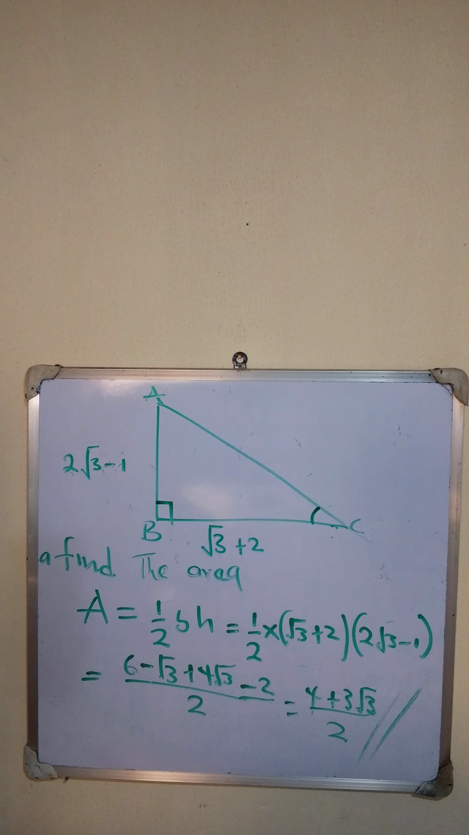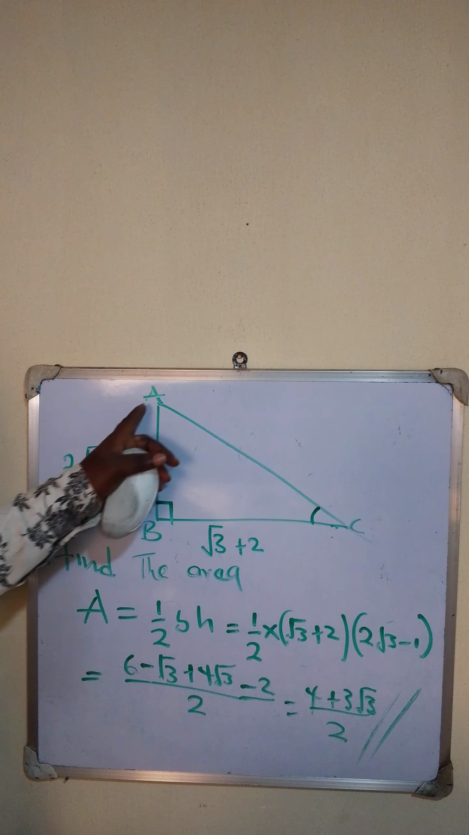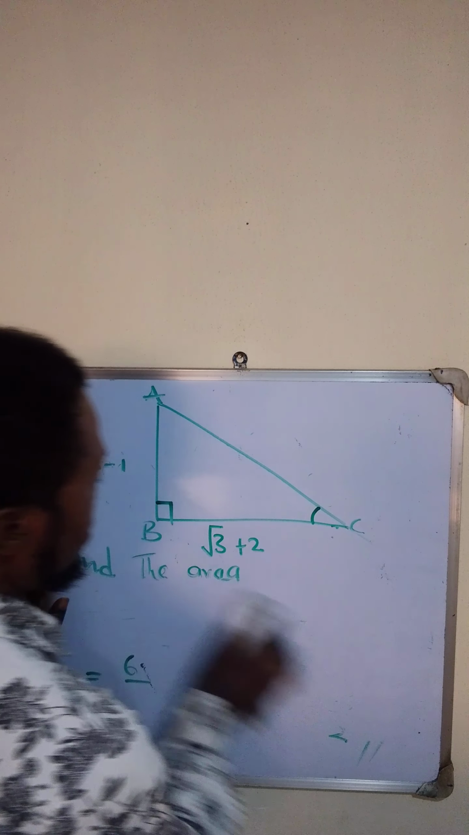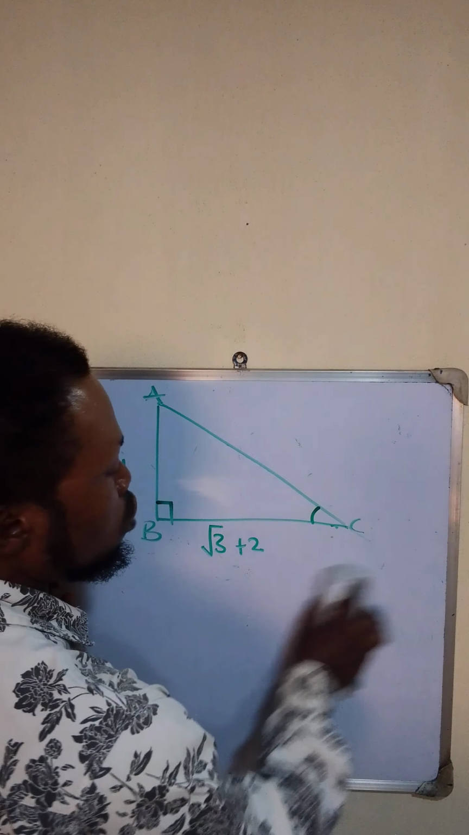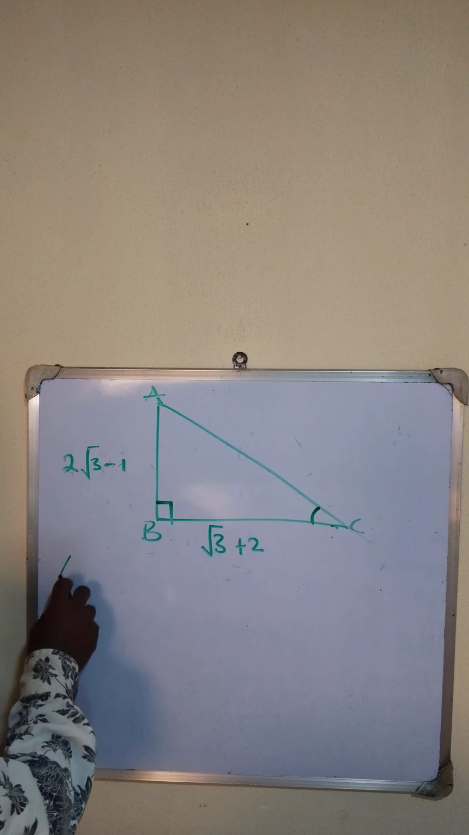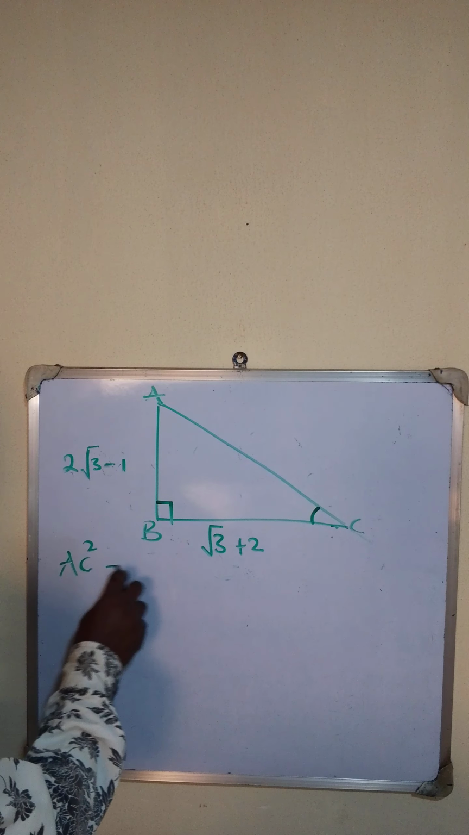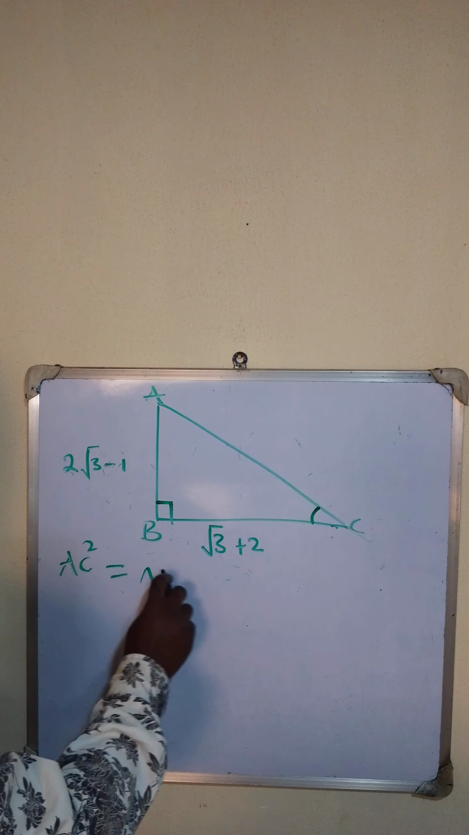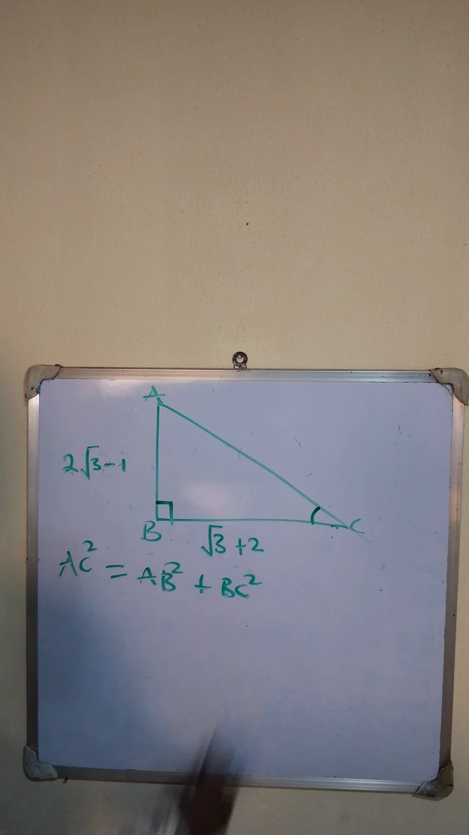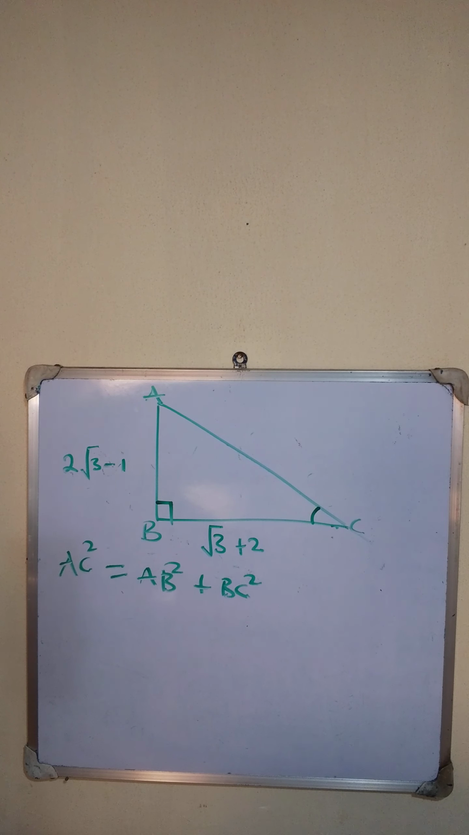So the second target now, that is question B, we want to find the AC. Since the shape is a right angle triangle, you're looking for the hypotenuse. So let's start that one now. Finding the AC, which is the hypotenuse, we are going to apply Pythagoras theorem here. AC, which is the hypotenuse, will always be equal to AB squared plus BC squared. That is what Pythagoras theorem says.